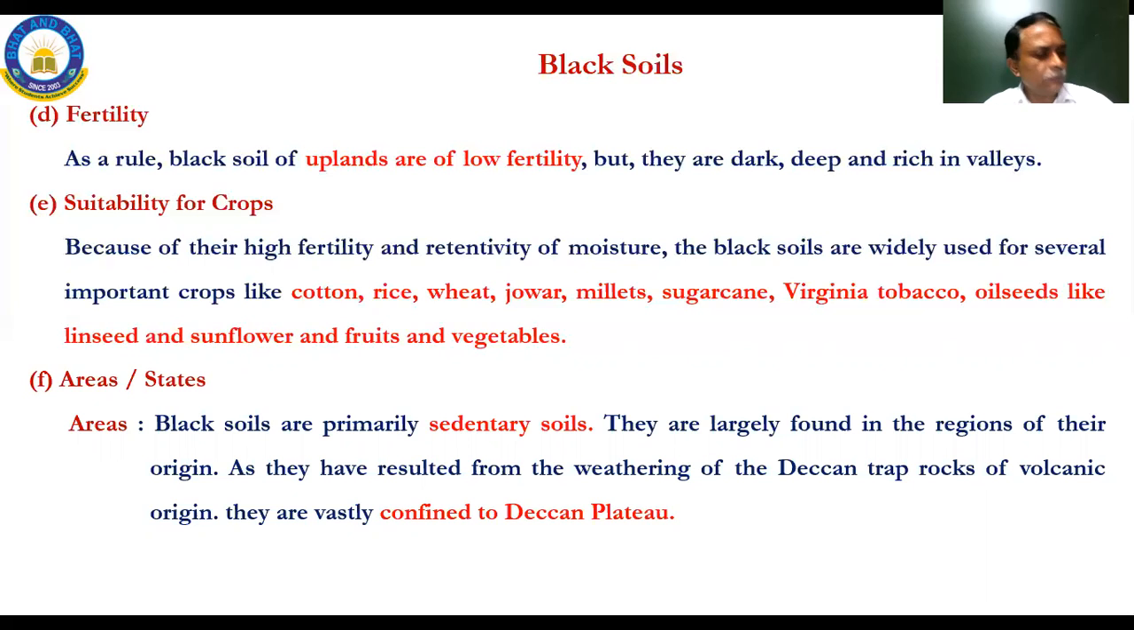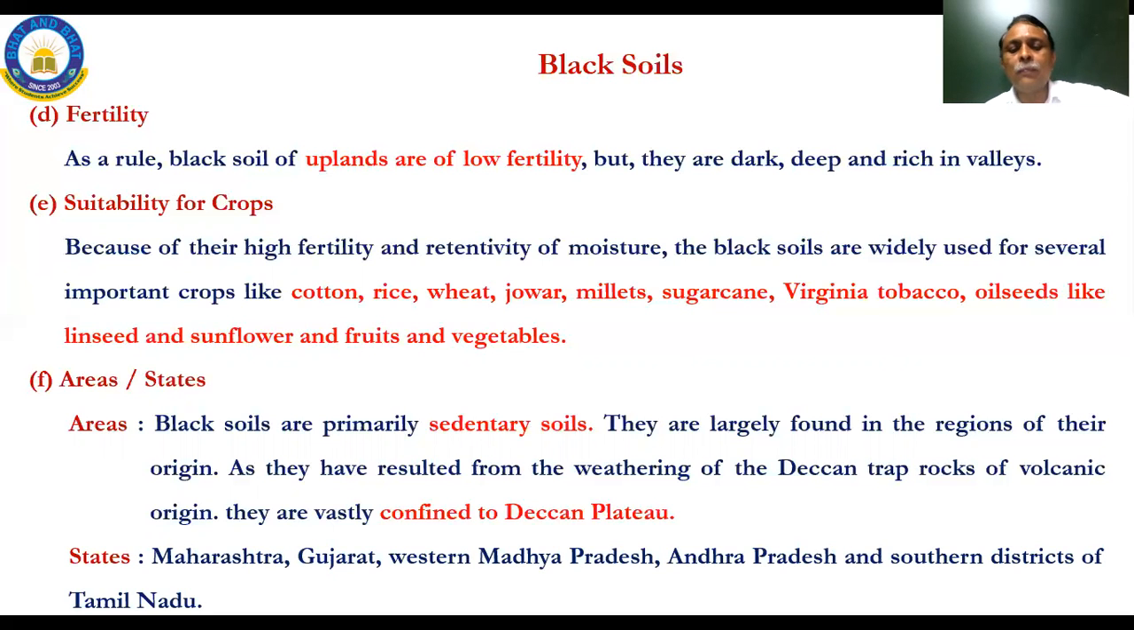If you see the map which is given for black soil, that also clearly shows that it is there only in the Deccan Plateau. I mean, below UP, parts of Madhya Pradesh, Maharashtra, the upper parts of Karnataka and Andhra Pradesh. That will come in the states also. It will come next. Maharashtra, Gujarat, Western Madhya Pradesh, Andhra Pradesh, and southern districts of Tamil Nadu. It is very clearly there in the map also. There is one combined map which we have included here also, but these individual maps are also equally important. You will have to correlate this with the map so that you can easily remember them.